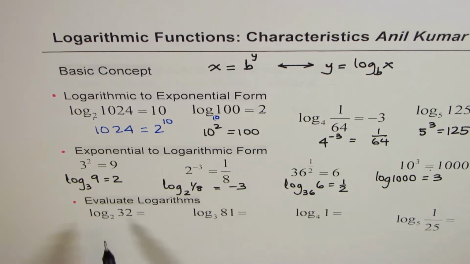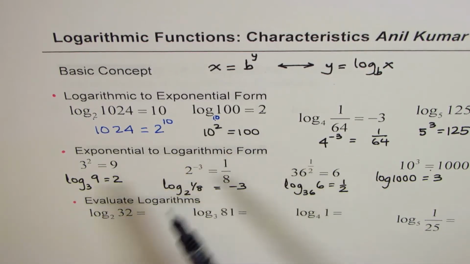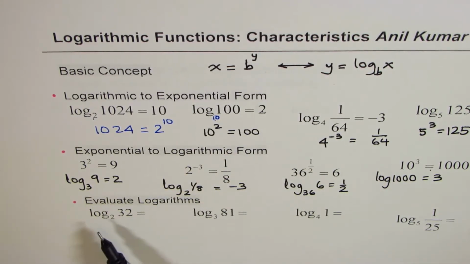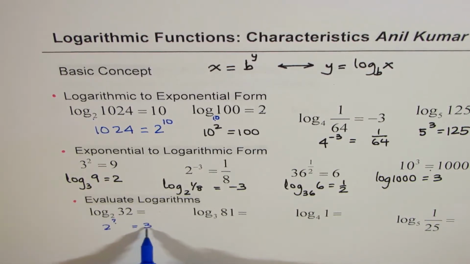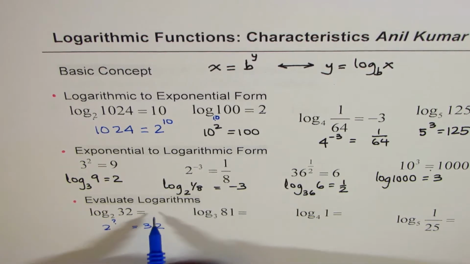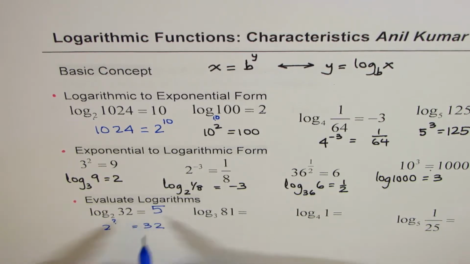Perfect. Now the last example here is to evaluate logarithms, right? So from this knowledge, we will try to evaluate. When we say log to the base 2 of 32 equals what, we're trying to figure out 2 to the power of what is 32. And we know 2 to the power of 5 is 32. So we get 5 here.